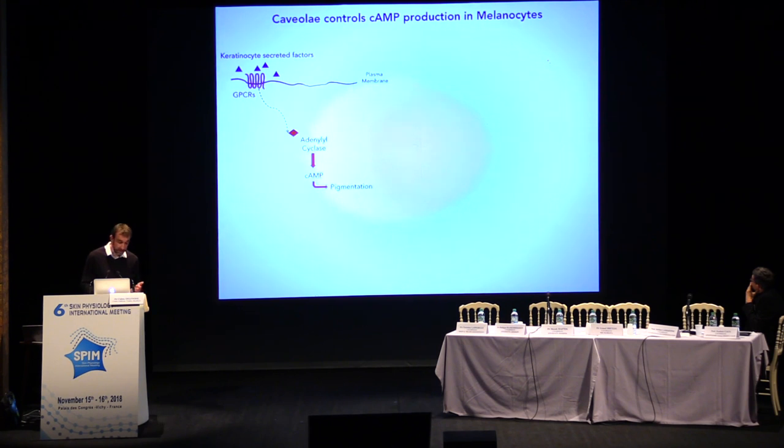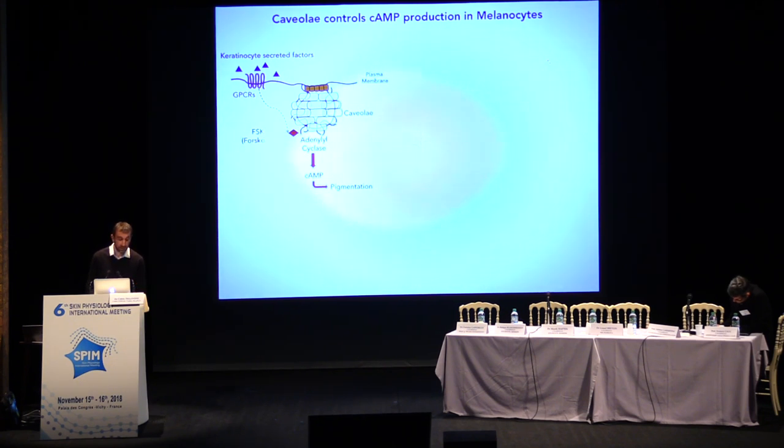I remind you that this keratinocyte can secrete factors. These factors can bind their own receptor at the plasma membrane of the melanocyte, and this will lead to activation of a signaling pathway, like activation of adenylate cyclase that will lead to cyclic AMP production and ultimately pigmentation. It has been shown in other cell types that caveolin 1 can interact with adenylate cyclase and inhibit its activity. So we tested the hypothesis whether caveolin might negatively control the cyclic AMP production in melanocyte.